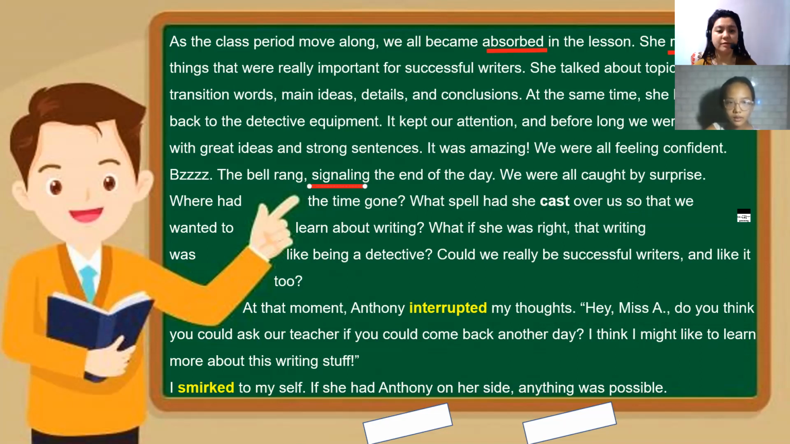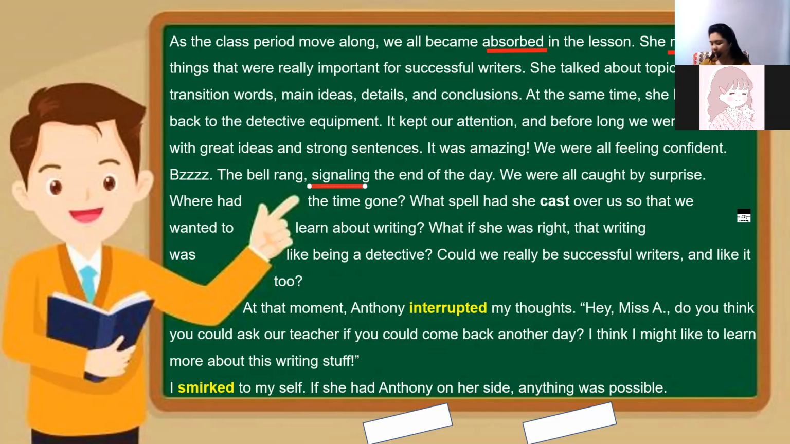Now, as the class came along, they became absorbed with the lesson. She reviewed things that are really important for successful writers. And then she talked about topic sentences, transition words, main ideas, details, and conclusions. At the same time, she kept going back to the detective equipment, and with that, it kept the attention of the students.